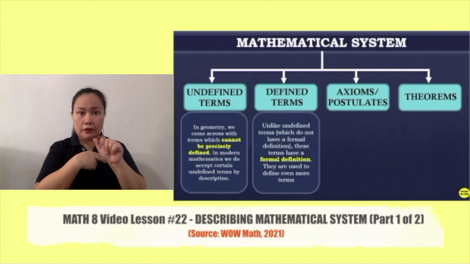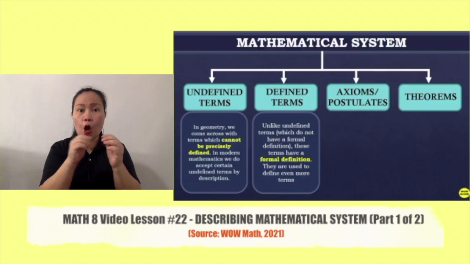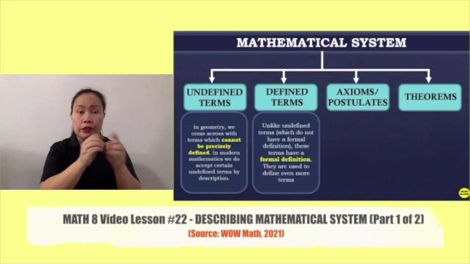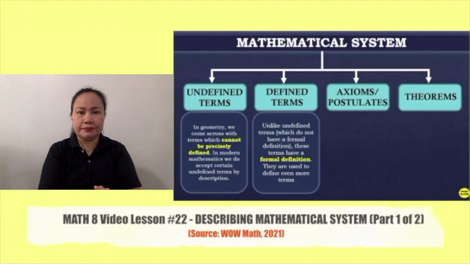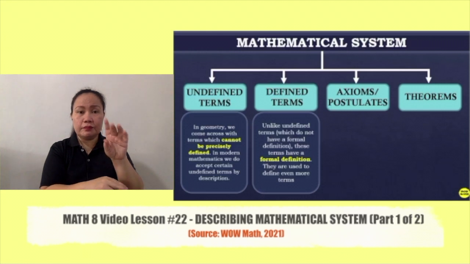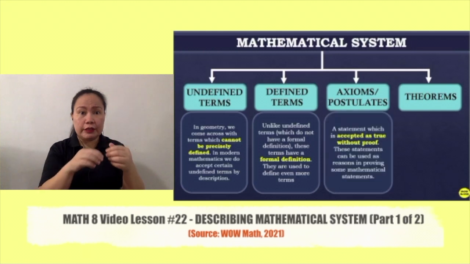Unlike undefined terms, which do not have a formal definition, these terms have a formal definition. So, ito na po yung mga defined terms. Meron na po silang formal definition. They are used to define even more terms. So, yun po ang difference ng undefined terms and defined terms. The undefined terms, we cannot define precisely, while defined terms have a formal definition.